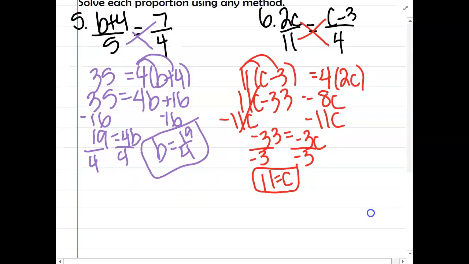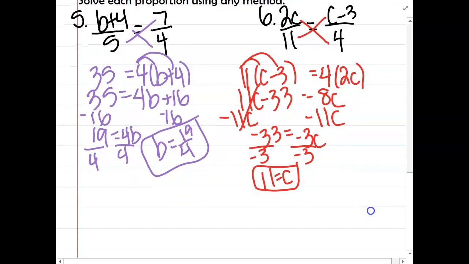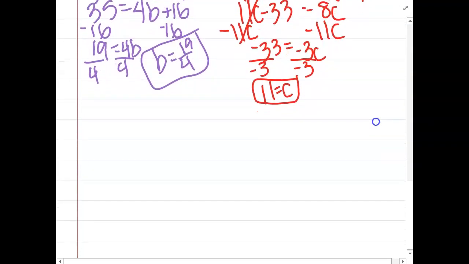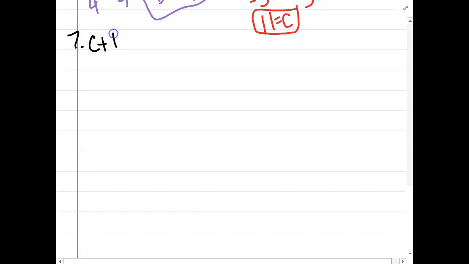Okay, questions on number 6? Okay, we're going to do number 7 together, and then I'm going to have you try number 8 on your own. So number 7 says c plus 1 over c minus 2 equals 4 over 7.